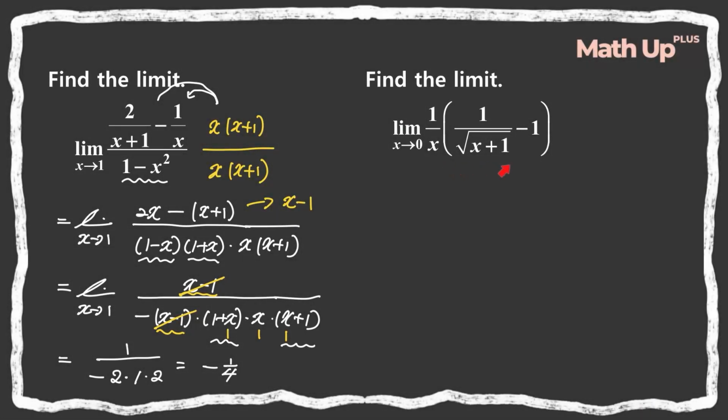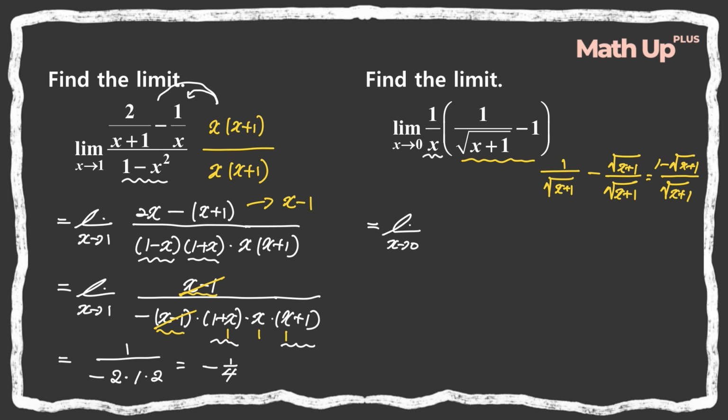For this limit right here, let's simplify the expression inside of the parentheses. That is 1 over square root of x plus 1 minus square root x plus 1 over square root x plus 1. So if we combine this together, that's going to be 1 minus the square root of x plus 1 over square root x plus 1, right? So this limit is equal to the limit as x approaches 0, x times denominator, square root of x plus 1.